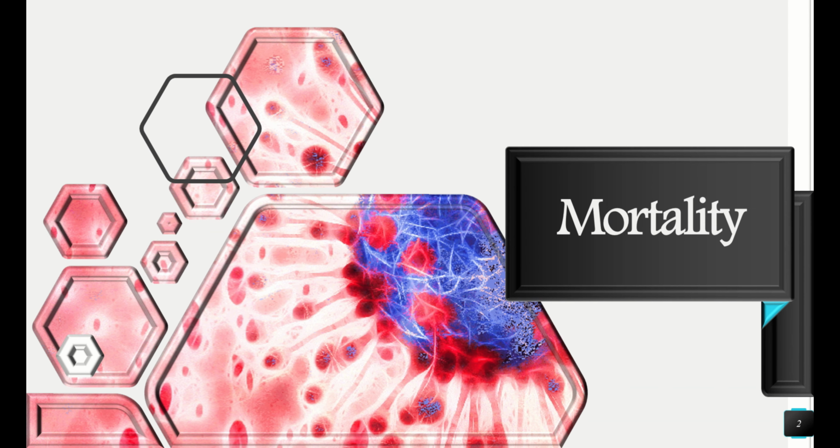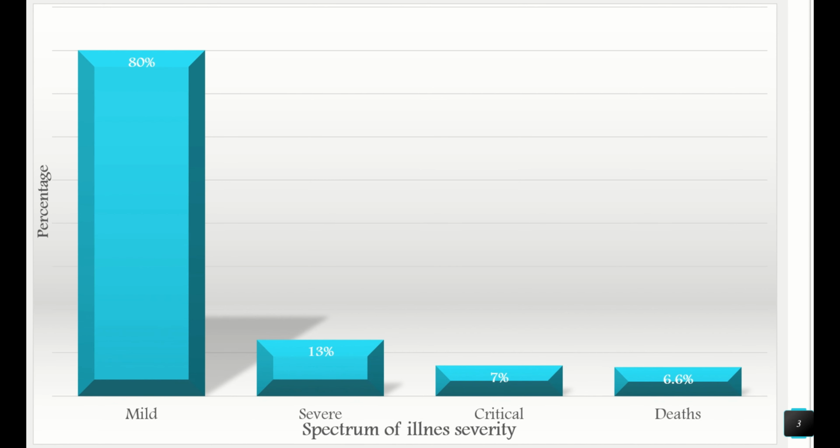Mortality. The mortality rate is 6.6% around the world, but it depends on the country. Death percentage varies from less than 1% in Russia to 15.5% in the United Kingdom. We really don't know yet why we observe this difference, but we will explain what the risk factors are.